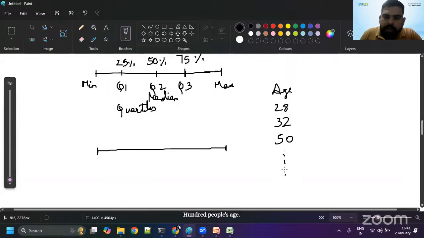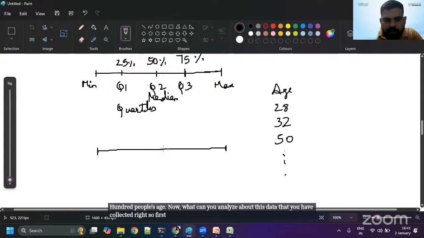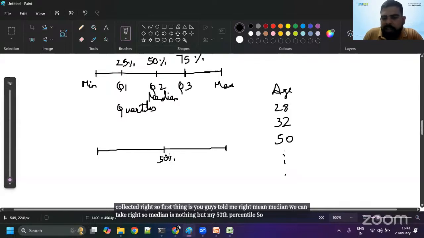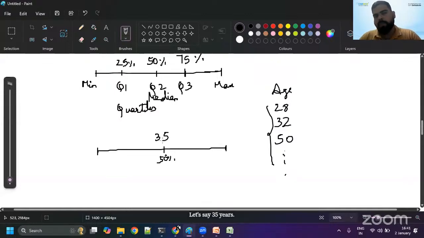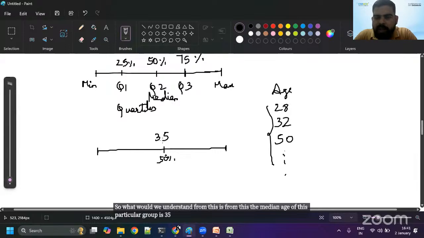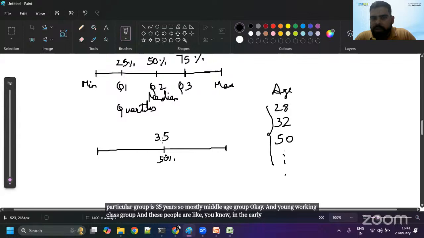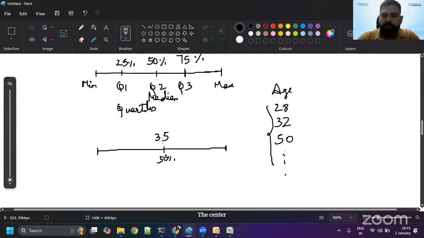Now, what can you analyze about this data? First, you told me we can take the mean and median. The median is nothing but my 50th percentile. Let's say the median of your data is 35 years. What we understand from this is that the median age of this group is 35 years. So it is mostly a middle age group and young working class group, people in their early 30s. The center point is 35.